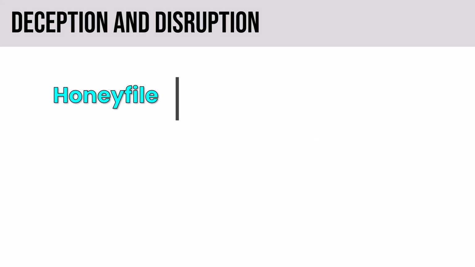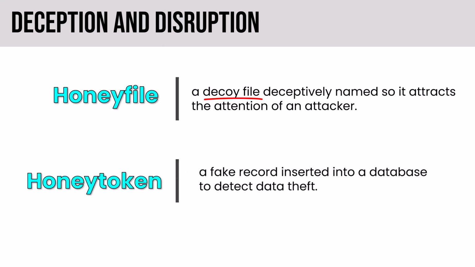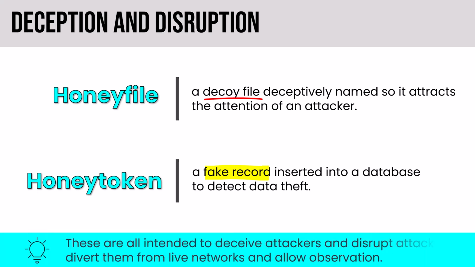Then we have the honey file, which is a decoy file deceptively named so it attracts the attention of an attacker. And then the honey token is a fake record inserted into a database to detect data theft. These are all intended to deceive attackers and disrupt attackers and divert them from live networks and allow observation of our security team. The goals are to detect, isolate, and observe.